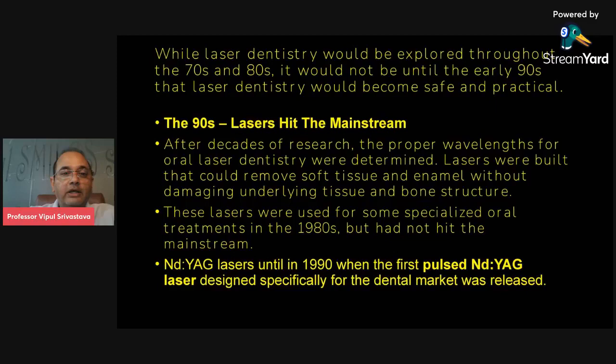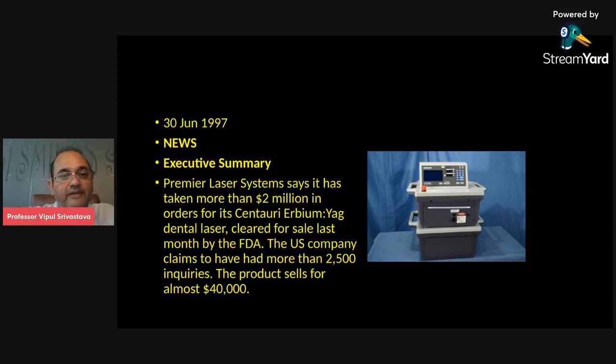Now in the year 1995, there was a company known as Premier. On 30 June 1997, Premier Laser Systems said it had received clearance for the first hard tissue laser. It was a Premier Centauri Erbium YAG dental laser, cleared for sale last month by the FDA in 1997. The US company claimed to have had more than 2,500 inquiries.